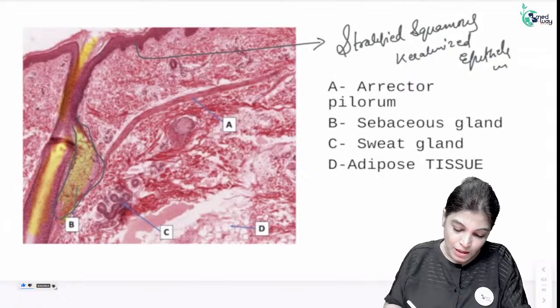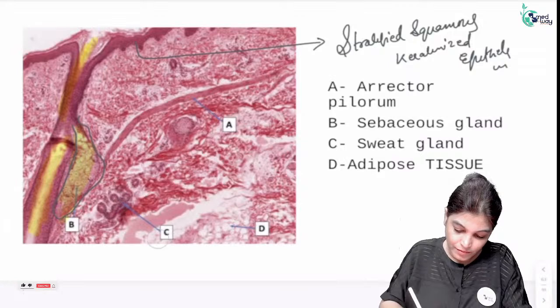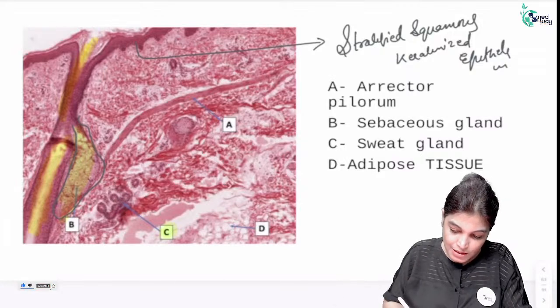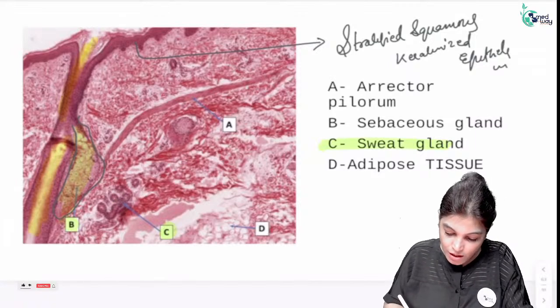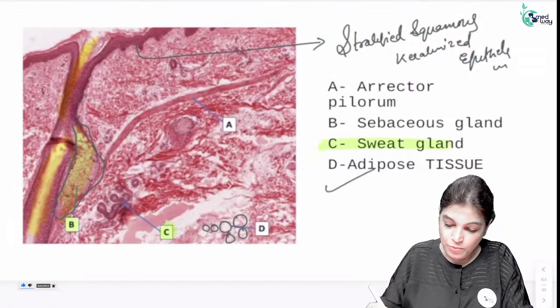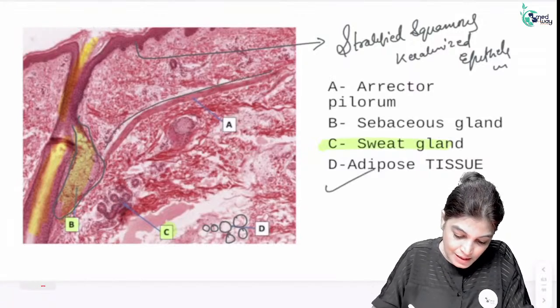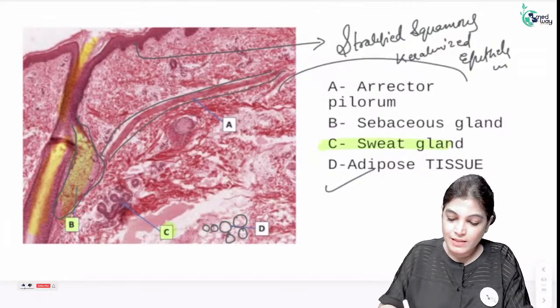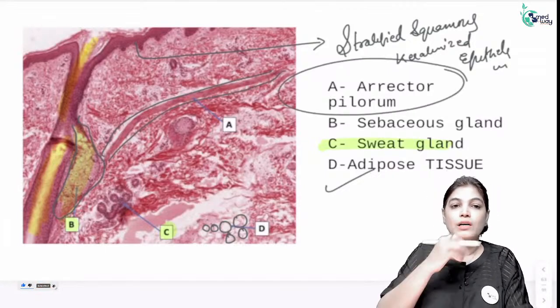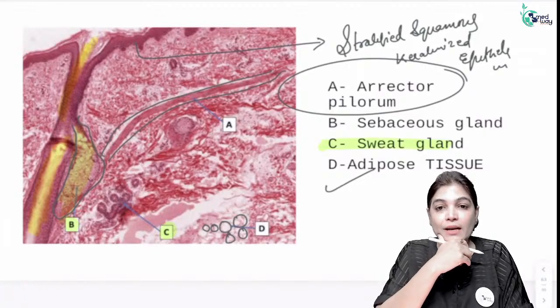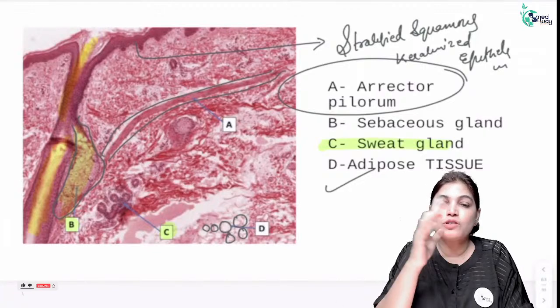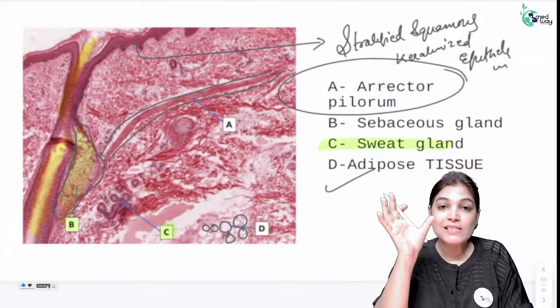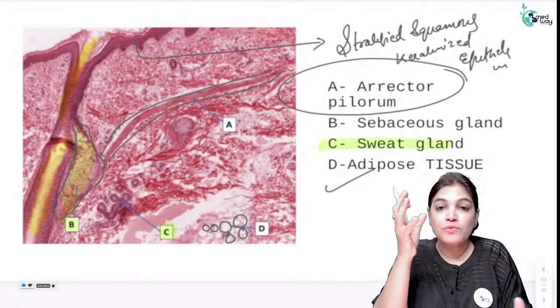Now the other cut sections which you are seeing close to it, this C structure, is exactly the sweat gland. And this whitish structure, which is not taking stain, has a white signet-ring appearance. This is adipose tissue, and this is the muscle which you are seeing. This muscle is attached close to the hair follicle. This is the arrector pili muscle. Contraction of this muscle makes the hair follicle straighten up, and goose skin happens.